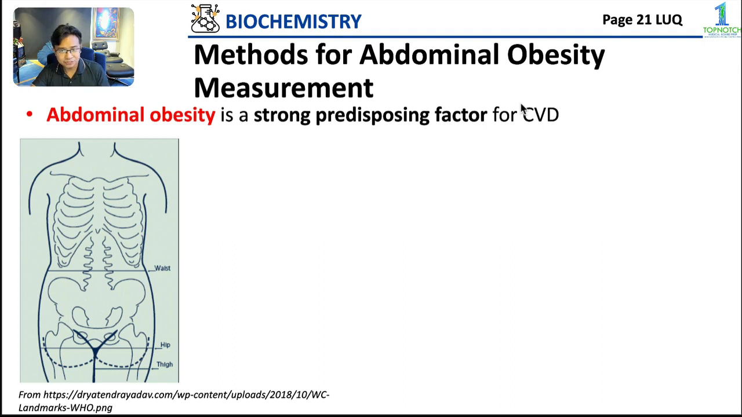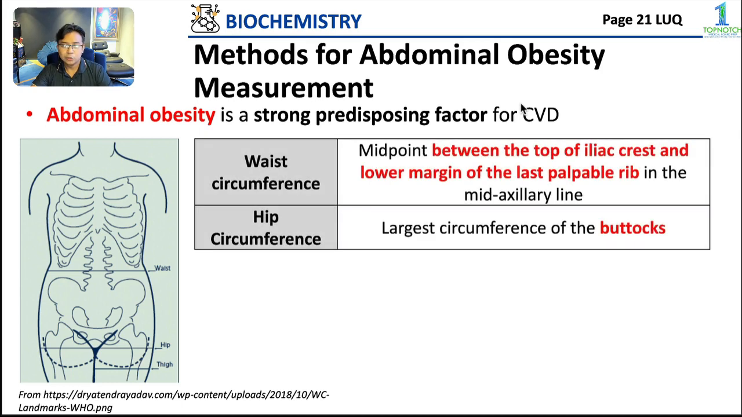Now, to identify the two parameters used to describe abdominal obesity, we should know first how to retrieve the waist and hip circumference of a patient. Kinukuha ang ating waist circumference at the midpoint between the top of the iliac crest and the lower margin of the last palpable rib at the mid-axillary line. So, yan siya. This is the waist. While the hip circumference is the largest circumference at the level of the buttocks.